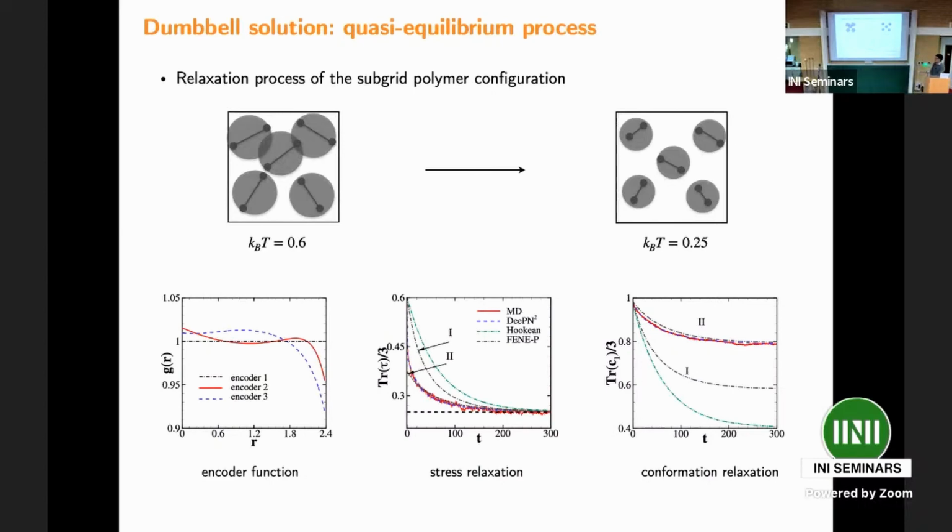Sorry, thank you for asking. It's just a two parameter set for this empirical model and the FENE-P model. Yeah, this one is the present model.